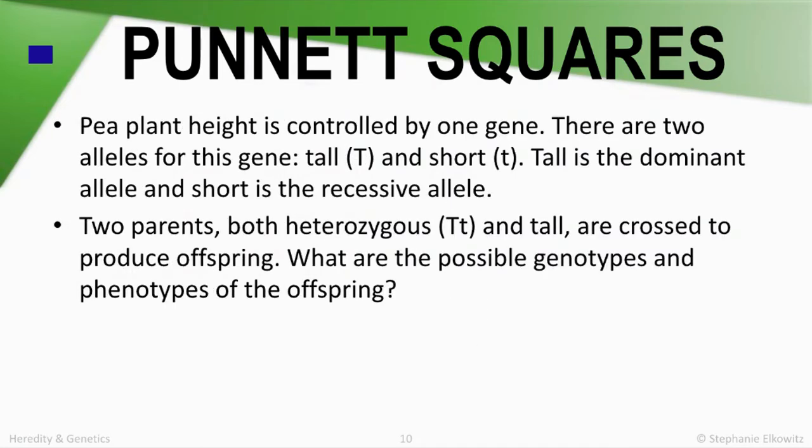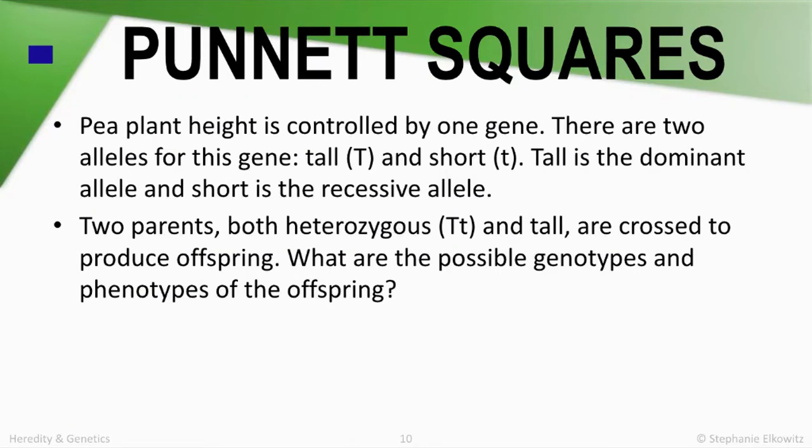So pea plant height is controlled by one gene. All right, so there are 2 alleles for this gene. Either the pea plant is going to be tall, capital T, or short, little t. Now, tall pea plants are actually the dominant. All right, so that means short pea plants are the recessive alleles. Now, the next bullet is going to be an example, guys, and we're going to continue on with this example on the next slide.